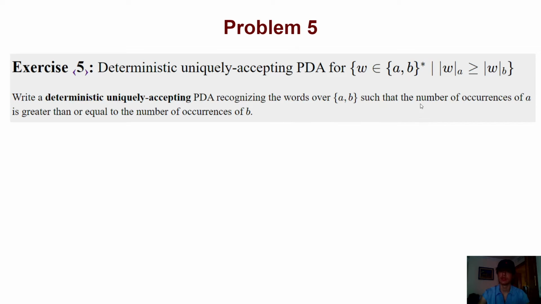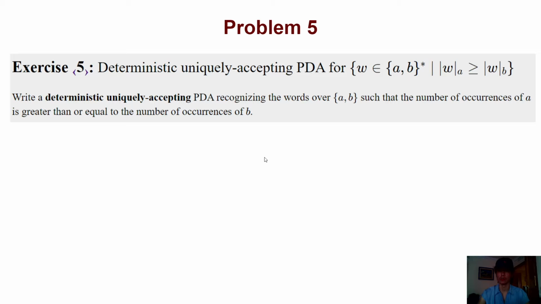Such that the number of occurrences of A is greater than or equal to the number of occurrences of B. So if I have a word in which we have more B's than A's, then this word will not be an accepted word for this language.